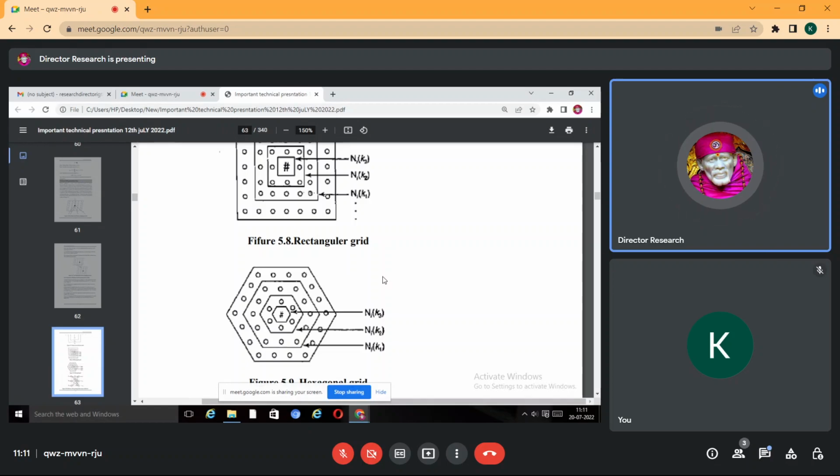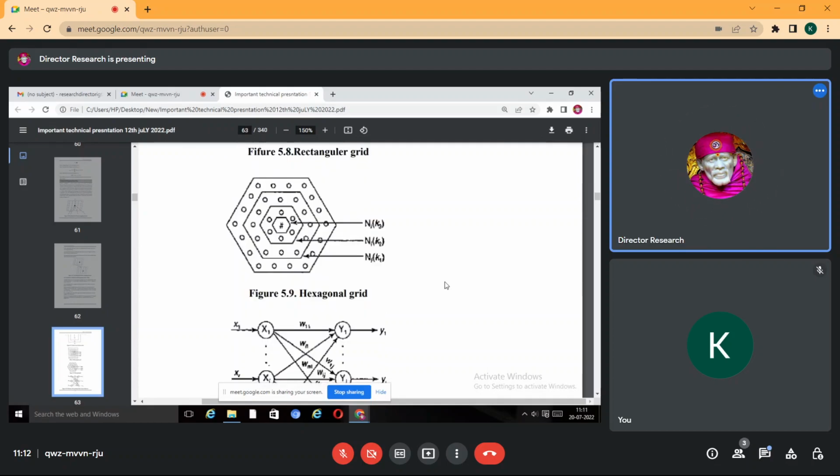Next one is the hexagonal grid, where the shape is hexagonal. Rectangular means the shape is a rectangle. Circular grid means the shape is circular. Circular grid has its own application, rectangular grid has its own application, and hexagonal grid has its application. Depending on the application, the shape is designed.